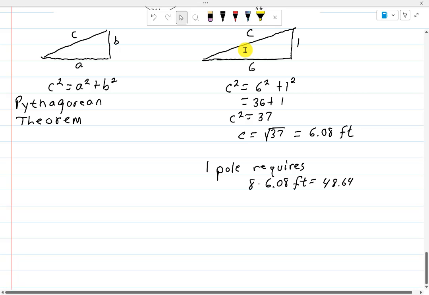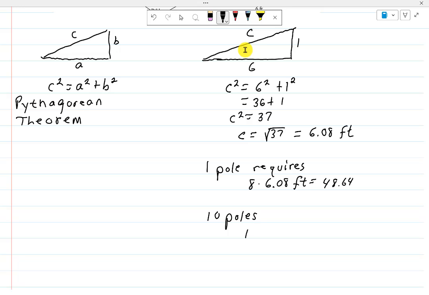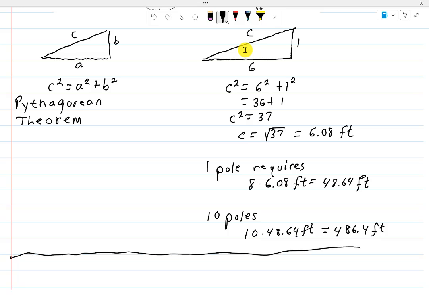On the other hand, now he needs 10 poles. So he's going to take 10 times 48.64 feet. And I was a little bit sloppy here, so there, take care of that. And I'll just move the decimal over. And so he'll need 486 roughly feet of this ribbon. My guess is he's probably just going to buy 500 feet of it and just use the other amount that's left over for something else. Most people do like to buy extra just in case something goes wrong.